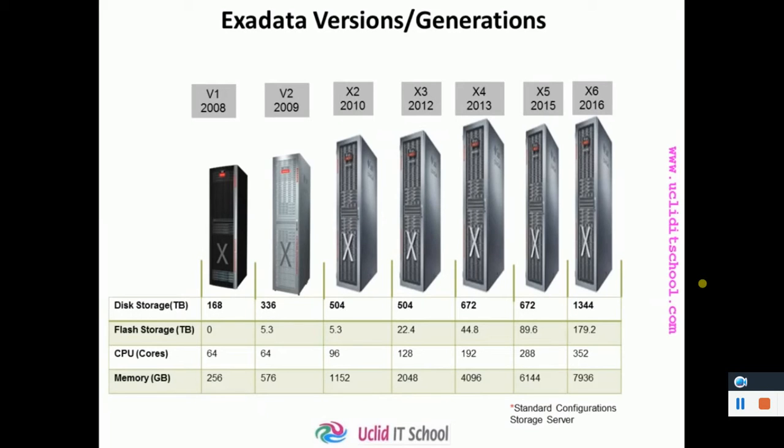Correct. As you see, there is one caveat you need to understand. As the server capacity increases, especially the CPUs, your licensing cost also goes up, because software licensing is based on the CPUs. Though user-based licensing is also there, CPU-based licensing is the more common method. So as the number of CPUs increases, you need to pay more licensing cost.